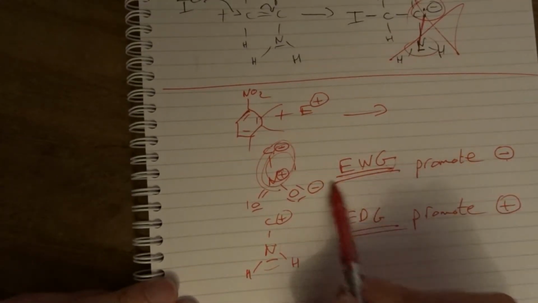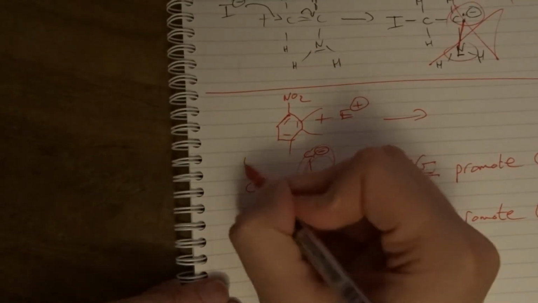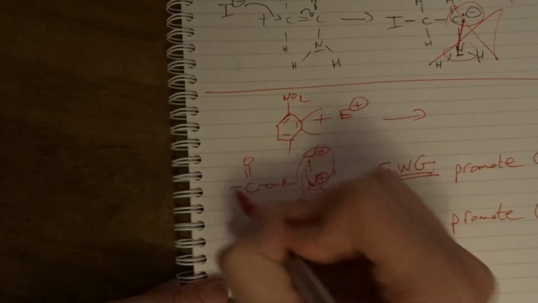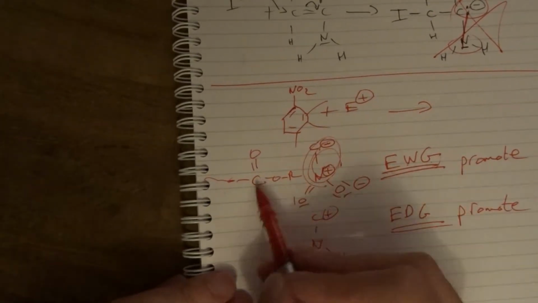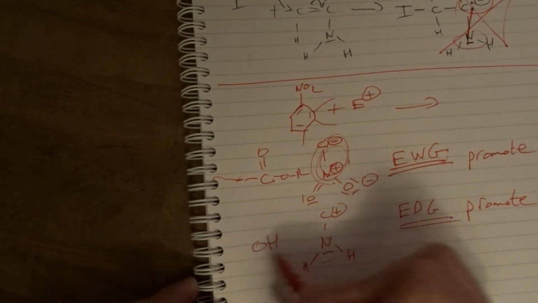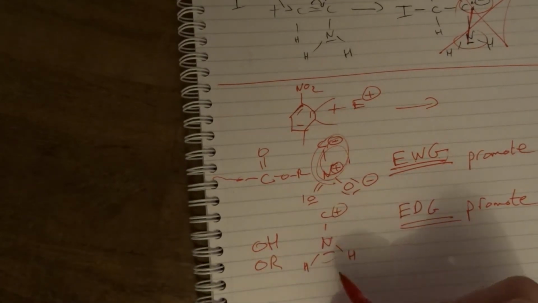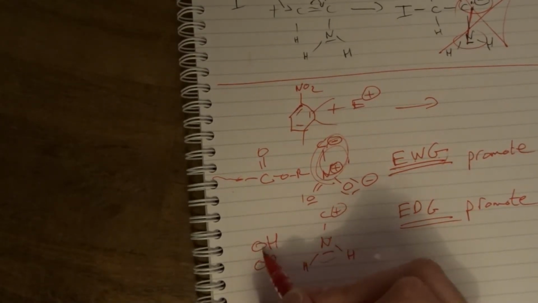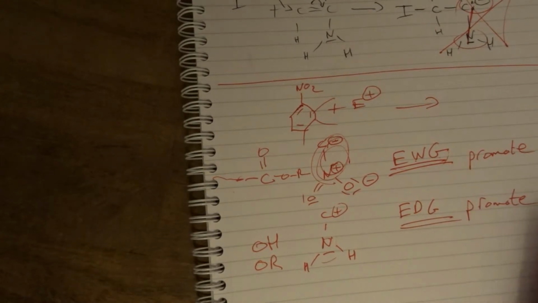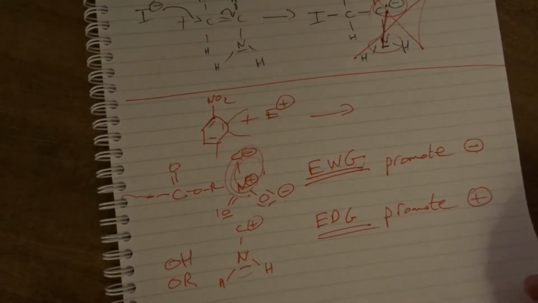So what are electron withdrawing groups and what are electron donating groups? So for example, here an ester like this, R, and here is the rest of the monomer, that is an electron withdrawing group, and for example here an OH group or ether group can promote cationic polymerizations. That's an electron donating group.